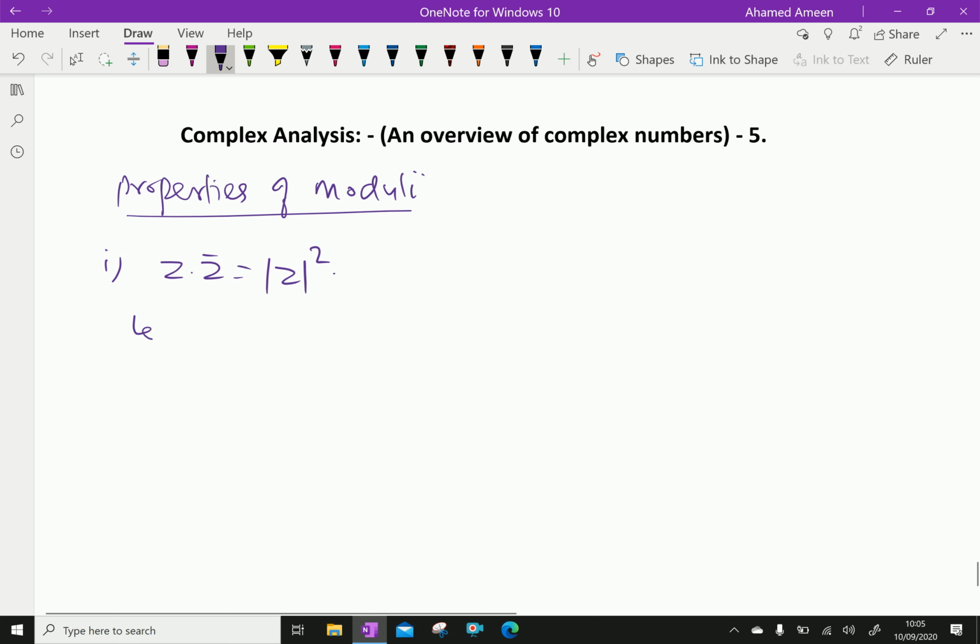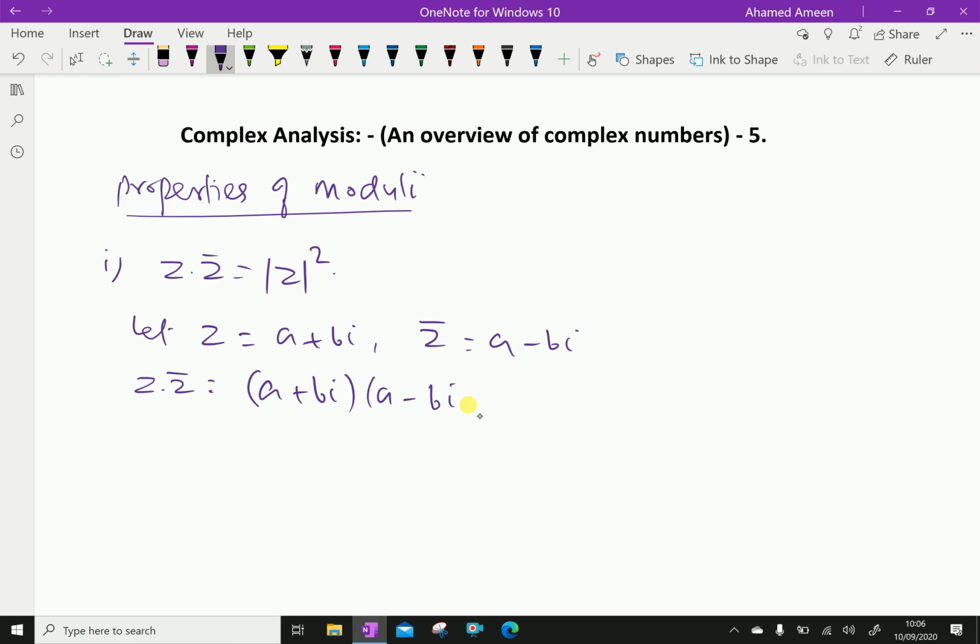Now let z equal a plus bi. Then we can say the conjugate of a plus bi is a minus bi. z into z bar equals a plus bi into a minus bi, which is equal to a square plus b square, which is nothing but modulus of z squared, because modulus of z is the square root of a square plus b square, but a square plus b square is modulus z squared.